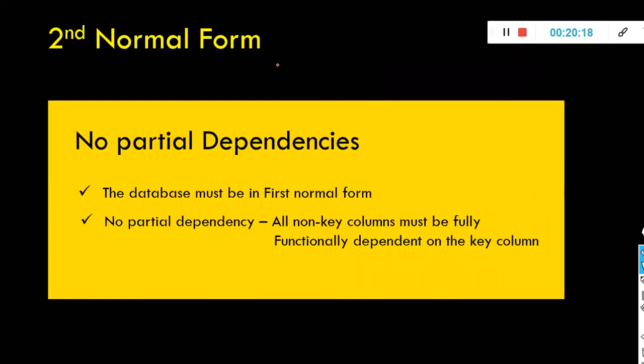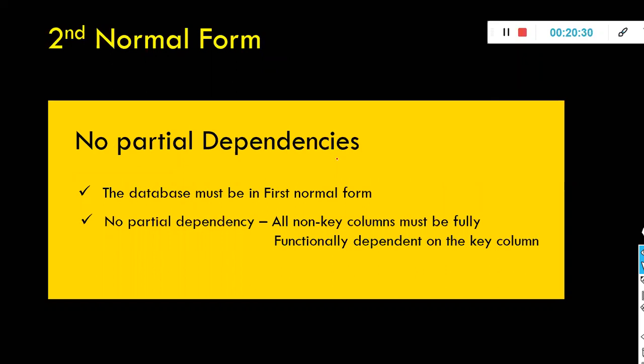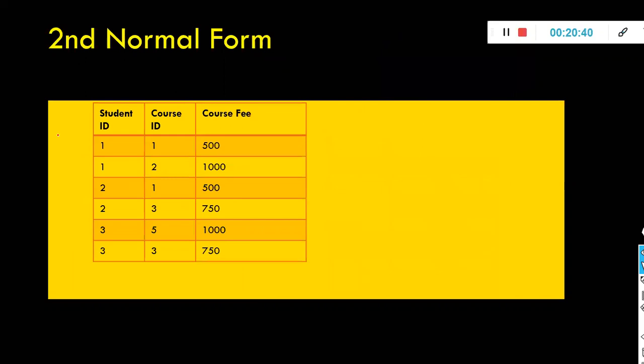Next one is second normal form. If a data model has to be in the second normal form, first it should meet the first normal form. And then, in addition to that, there should not be any partial dependencies, which means all non-key columns must be fully functionally dependent on the key column. Let's take this example: student ID, course ID and course fee. The student whose ID is 1 has taken 2 courses. Student ID and course ID are a composite key. Both of them are key columns, but it is a composite key.